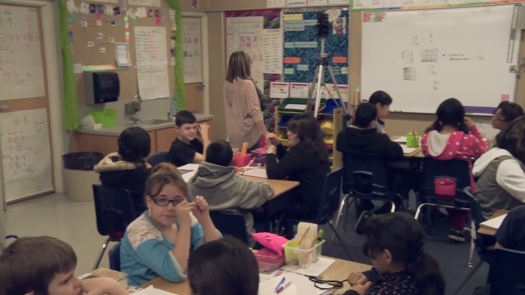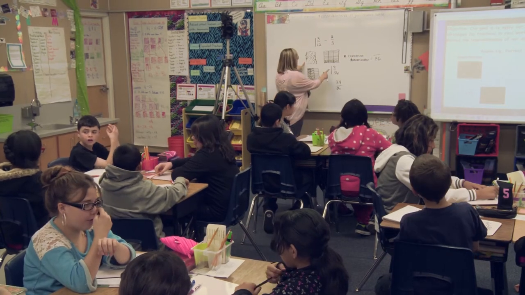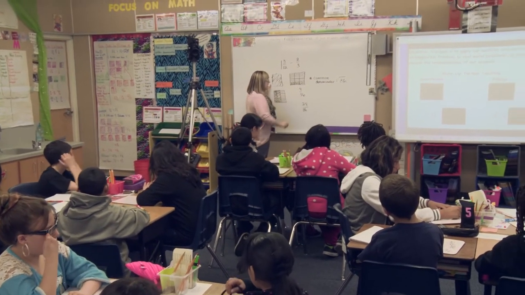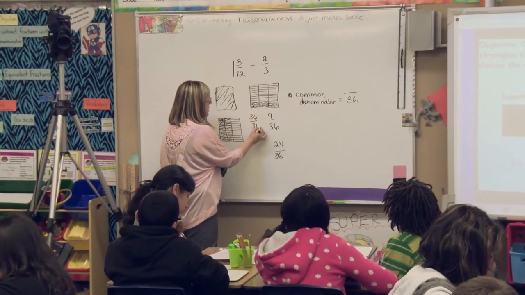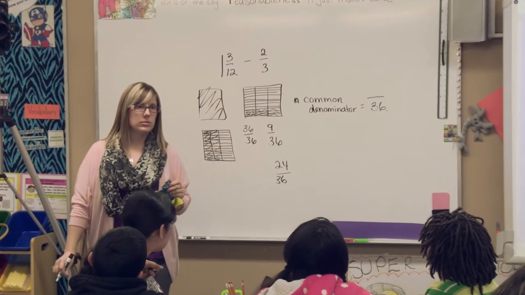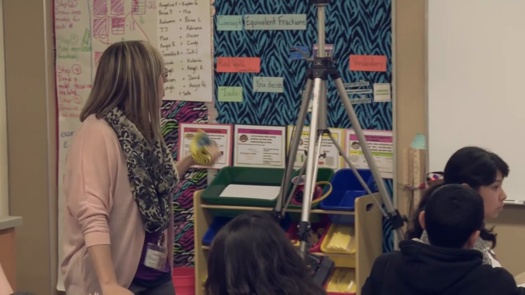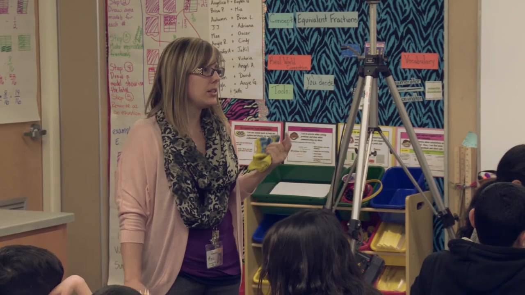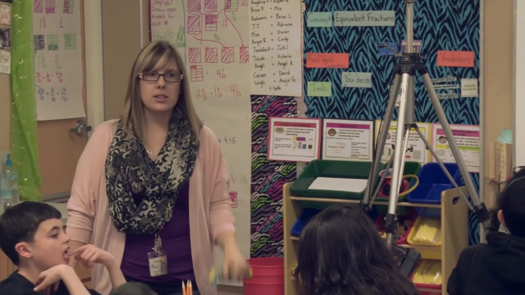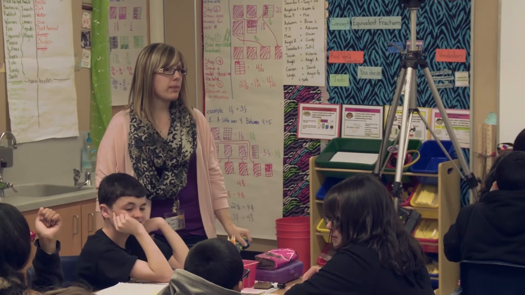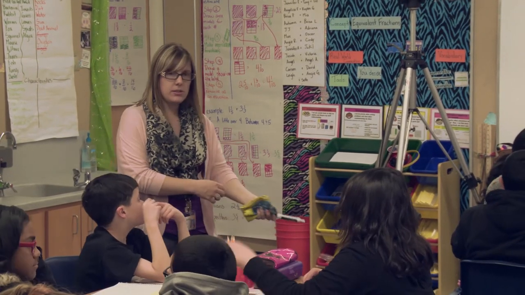All right. I know that I can take this whole and say instead of 1, I'm going to call that 36/36. Why does that make sense? I just took 1 and I renamed it as 36/36. Think, why does that make sense? Talk to your table partner, why does that make sense? Because it was one whole.